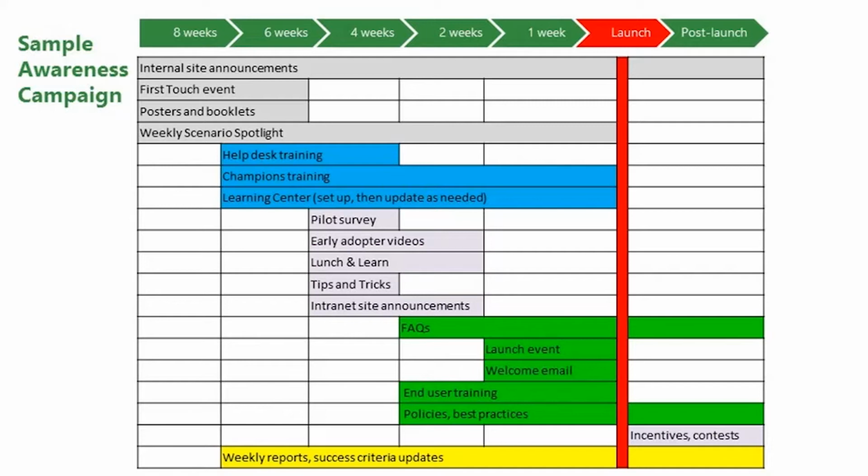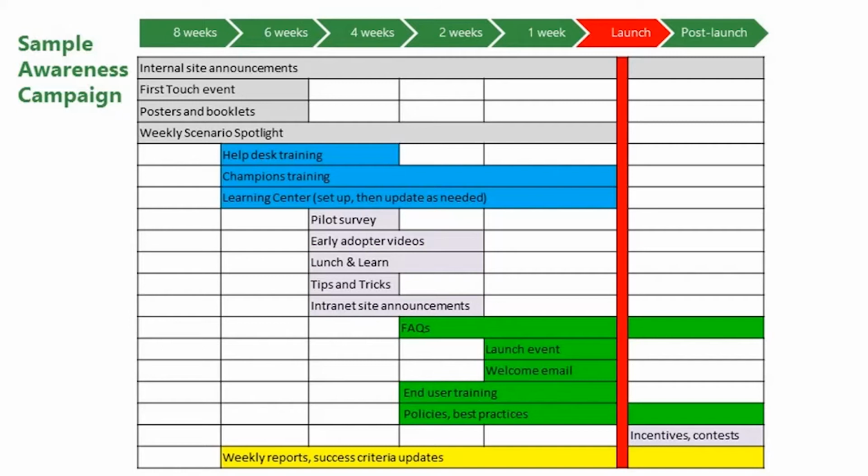the weeks. By week 4, prior to migration, the pilot survey starts. Early adopter videos appear. Lunch and learn sessions arrive, so people can learn tips and tricks and get some idea of what they're going to move into. By 2 weeks before launch, there are frequently asked questions coming out of Yammer, emails, and around the organisation. A launch event starts a week before launch, and welcome emails appear in everybody's inboxes.